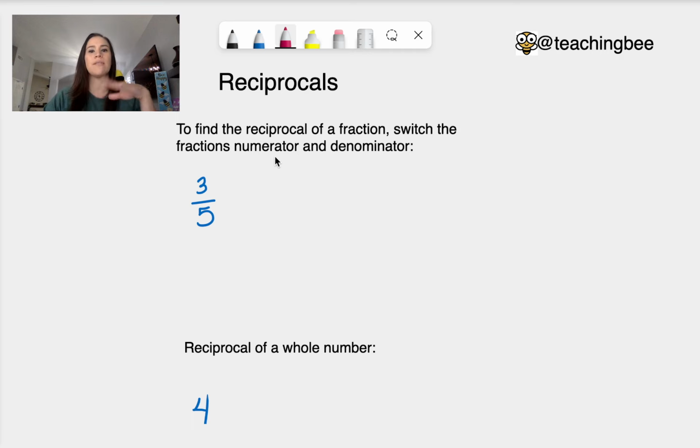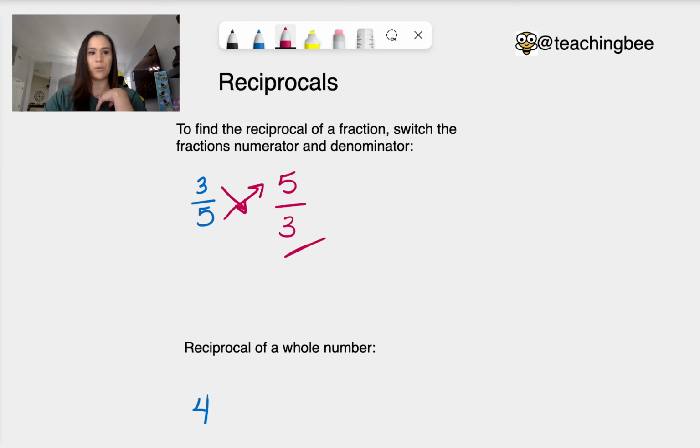So the first way is to find the reciprocal of a fraction, which in this case, we will switch the fraction's numerator and denominator. So we have the problem here of 3/5. If we do what our rule says, which is to switch our numerator and our denominator, we are going to put the 3 down below and the 5 on top. So now we have 5/3. And that is our reciprocal.